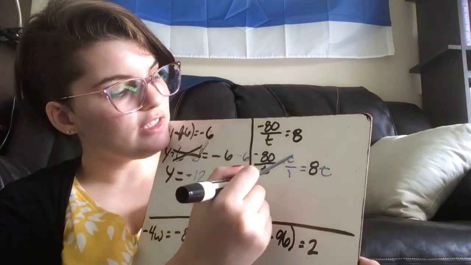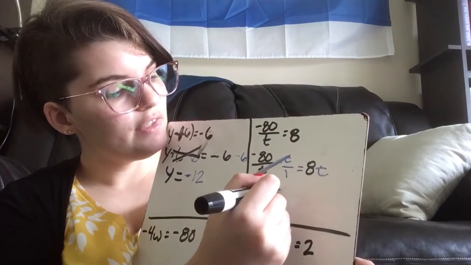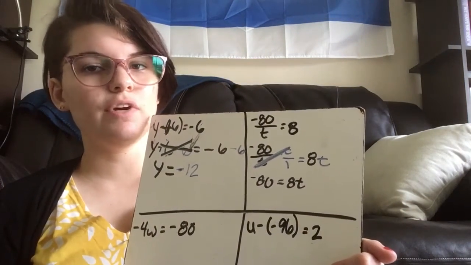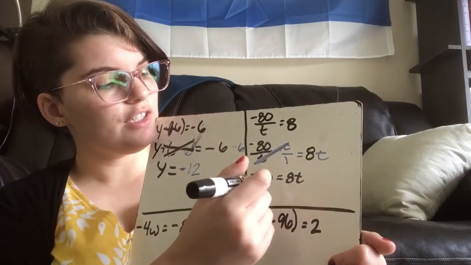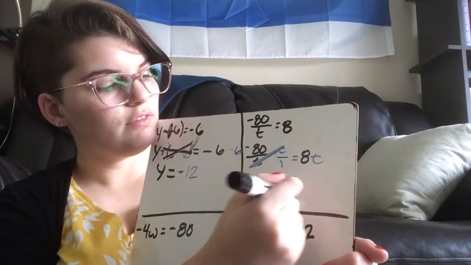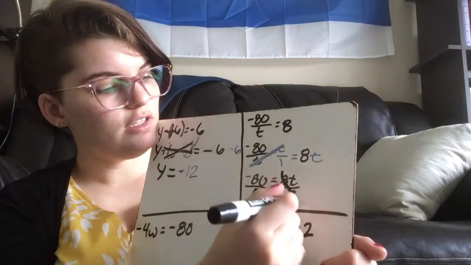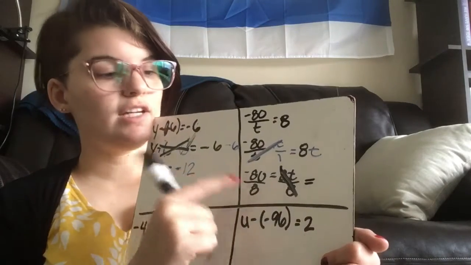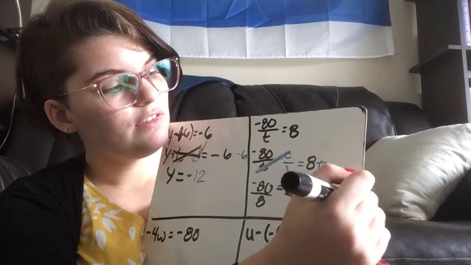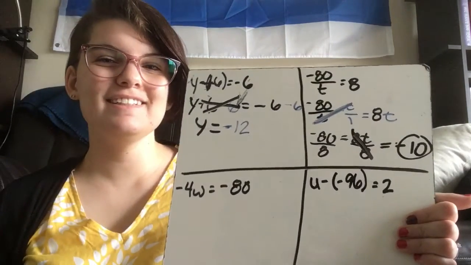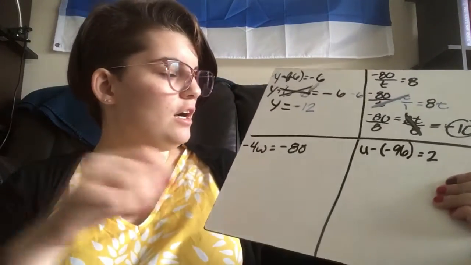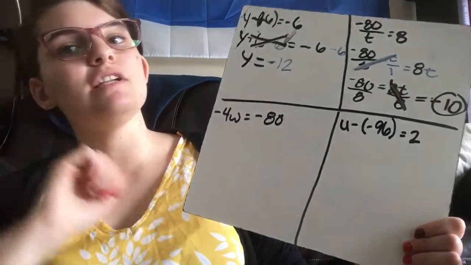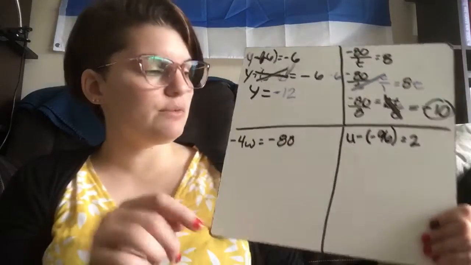And what I'm left with is negative 80 equals 8t. Now I need to still get the t alone, right? So then what you're going to do is divide by 8. These two cancel each other out. 80 divided by 8 is 10. You have one negative, one positive, so your answer is negative 10. Okay? We'll come back to that one in a moment. I'll add a different video about another way that you can do it, but think about this way first.